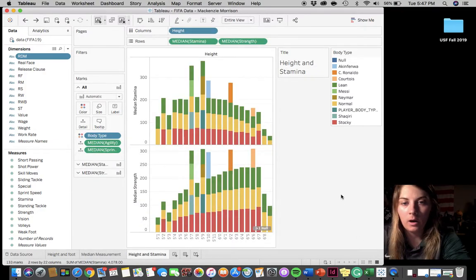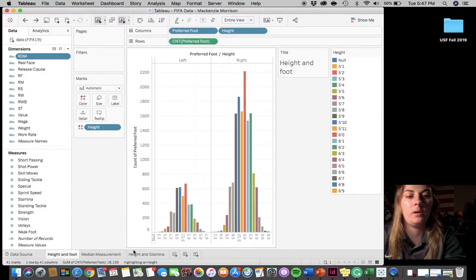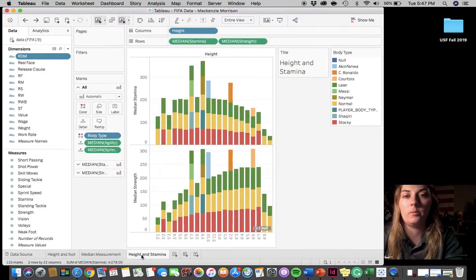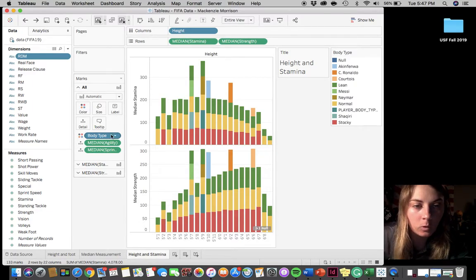This one here, I really wanted to keep the height and stamina and the height and foot separated, because I know they're both within height. But I wanted to keep this simple because a lot of this data was new to me, as I mentioned before. I'm not a really big soccer person, so I wanted to keep something that I would understand and know that I could find the insights of. This one was pretty cool because it talks about the median agility and the median sprint speed.